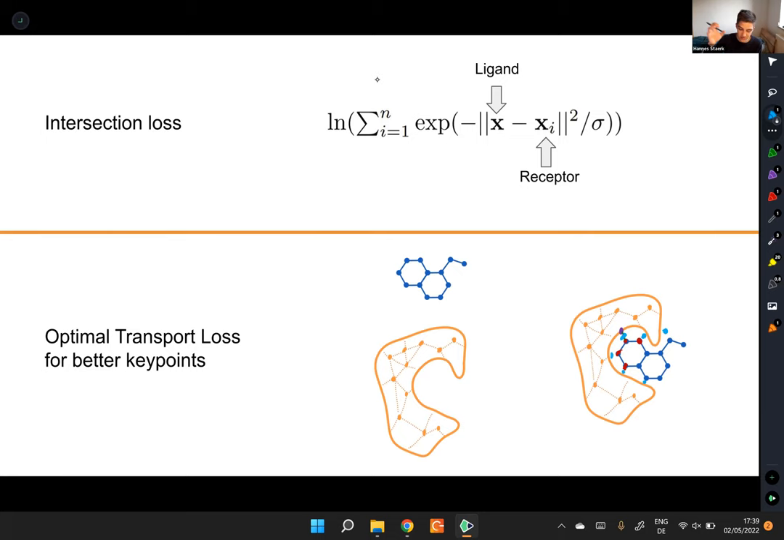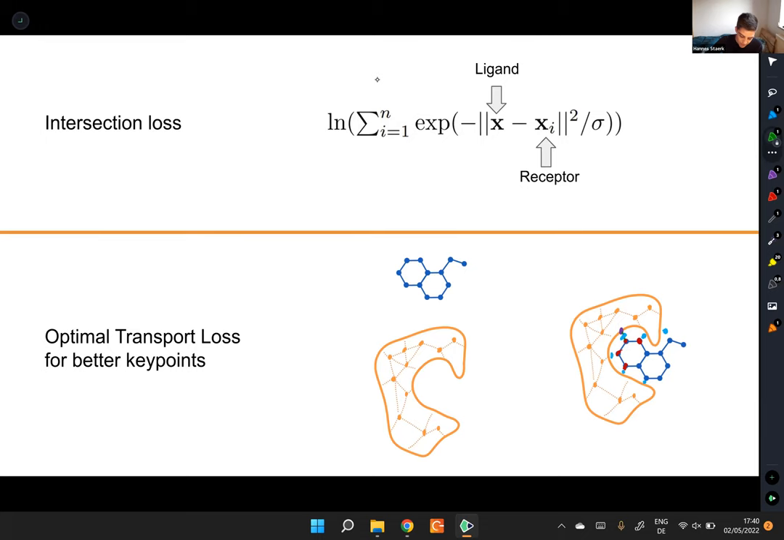Because the key points that we're producing, there we always have a fixed number. We always have four for every single ligand and every single receptor. While if we have a very large ligand, then we have way more pocket points because we have way more points of interaction between the ligand and the receptor.